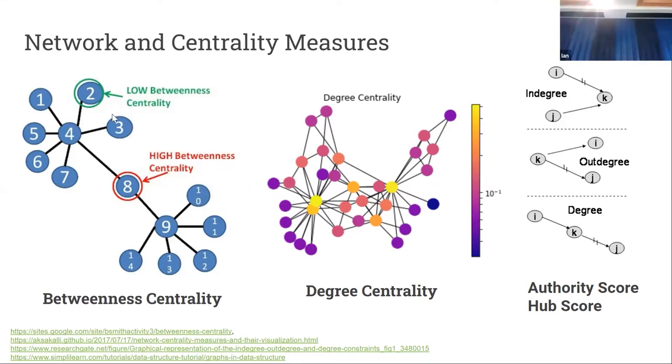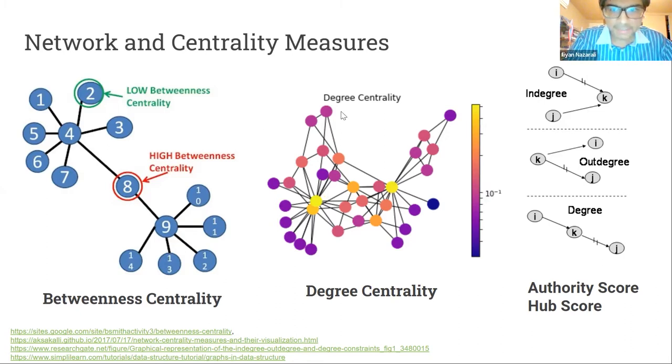The next centrality measure, which I use in my project, is degree centrality. Degree centrality tells you how many edges there are of a particular node, and it can be used to determine how central a particular node is in a network.